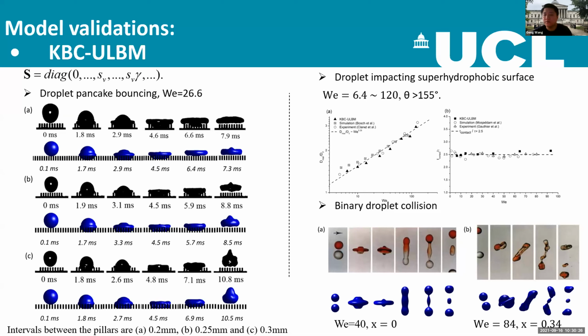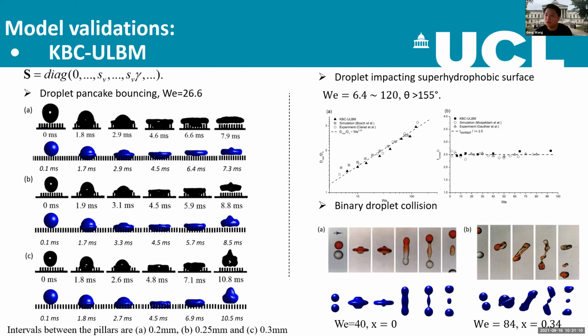After the introduction of the numerical model, here I want to show some results achieved by using the ULBM. This slide shows the validation results for the KBC ULBM. As mentioned before, the KBC ULBM is achieved by implementing the entropic stabilizer into the high-order relaxation parameters. Firstly, we validate the model by reproducing the pancake bouncing when impacting a superhydrophobic surface. Three different cases are simulated. It can be found our simulation results are in excellent agreement with the experiment.